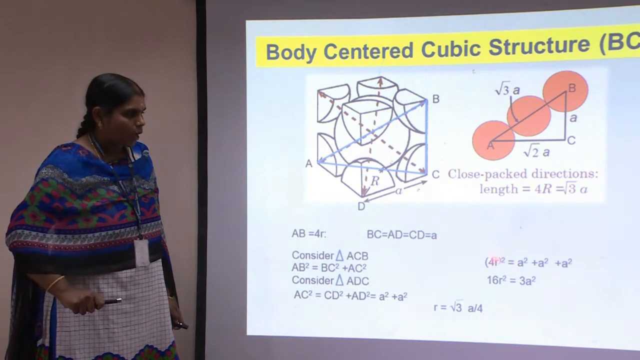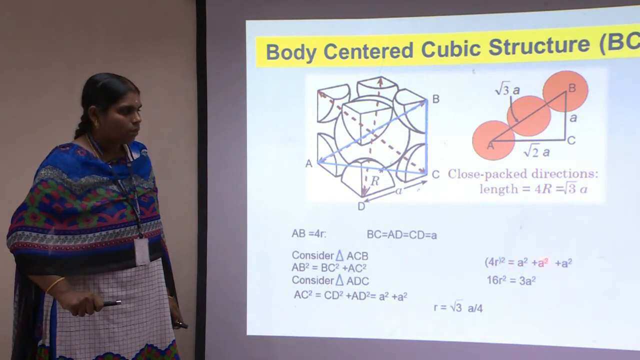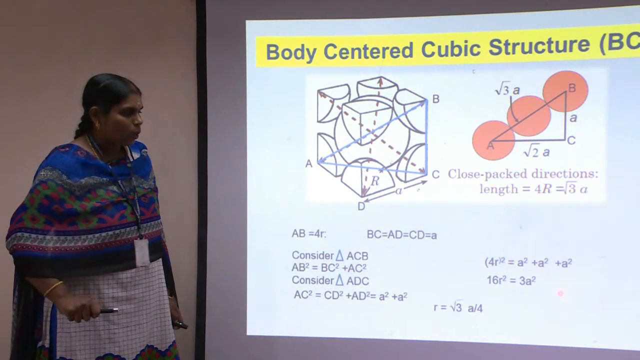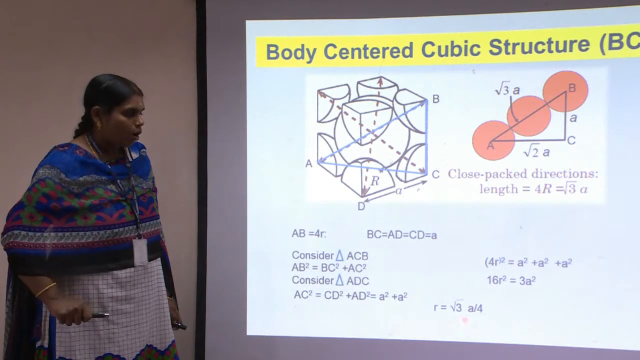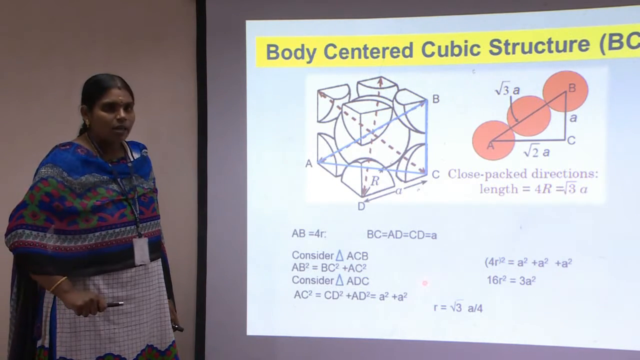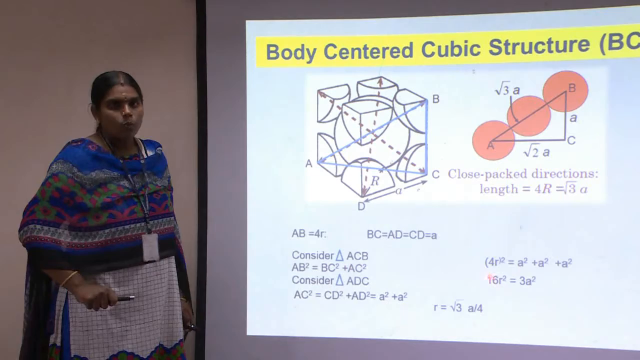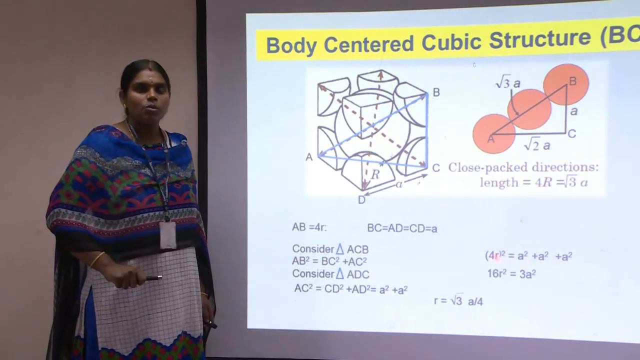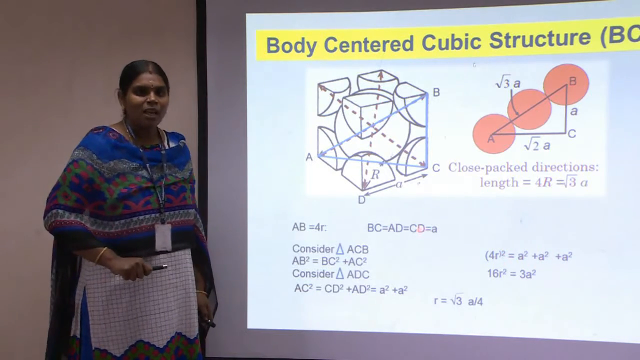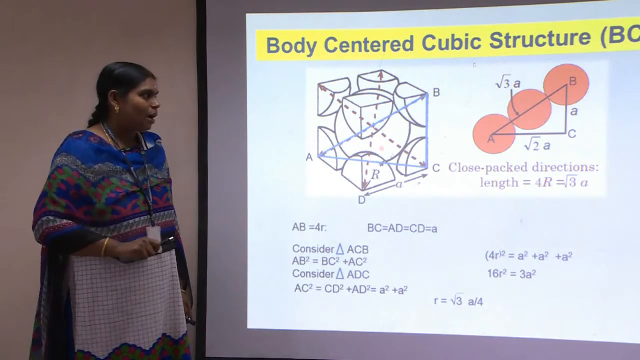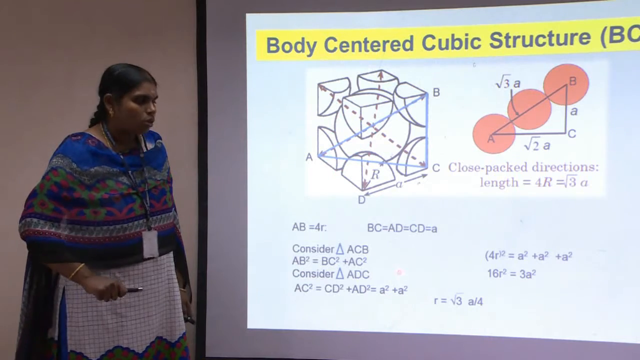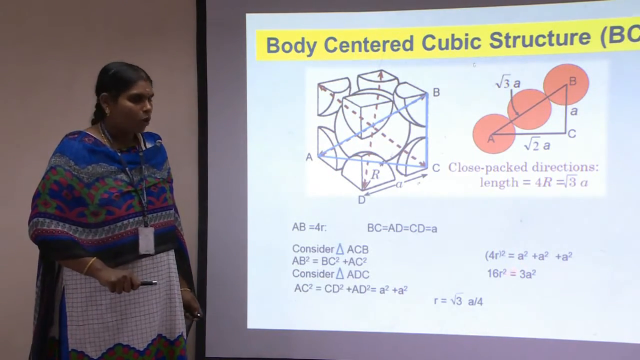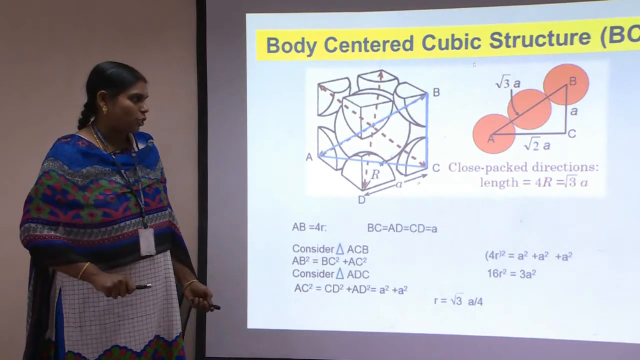So (4R)² is equal to A² plus A² plus A². Which would bring us 16R² is equal to 3A², so we can find what R is. R is √3A/4, which is different from that of a simple cubic structure, where R is equal to A/2. So depending upon the atoms that are binding, the atomic radius also differs. It is not the same for simple cubic, body centered cubic and face centered cubic structures.